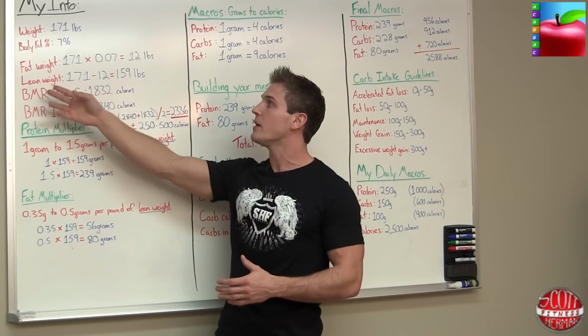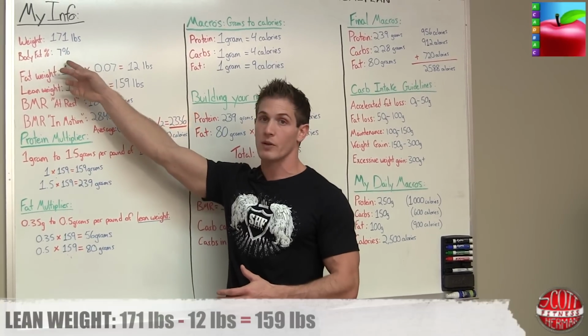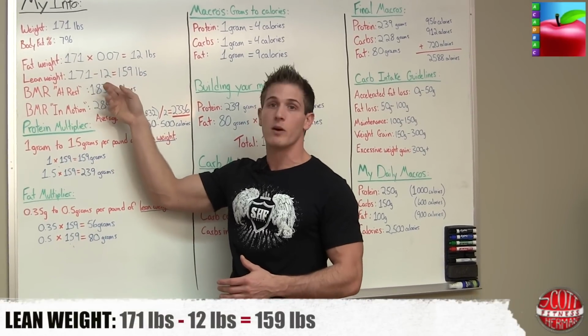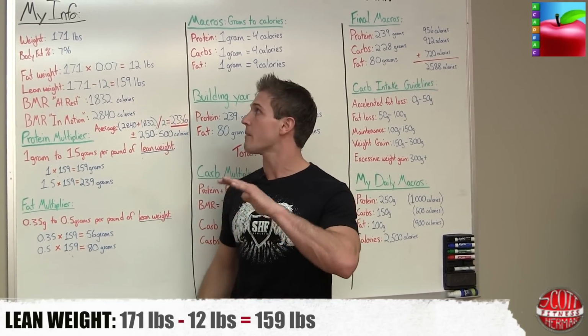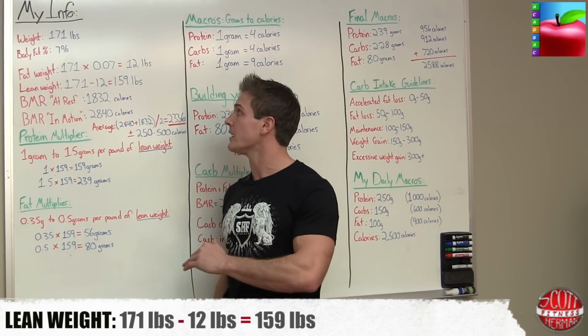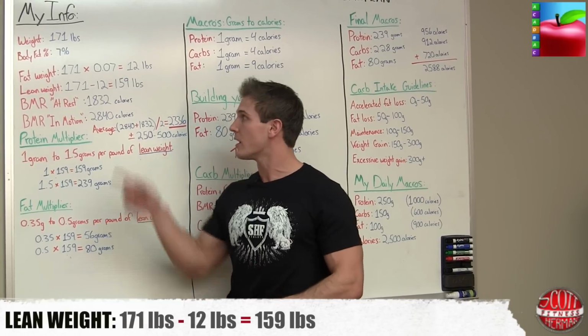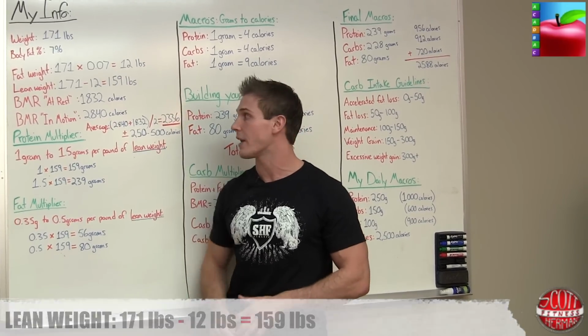So all I need to do is take my weight, which is 171, and then subtract that 12 pounds, and it's going to come out to 159 pounds. So right now my fat weight is 12 pounds and my lean weight is 159 pounds. And you have to remember this number because I'm going to use it later.